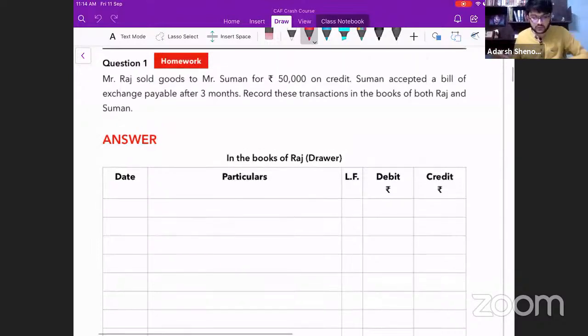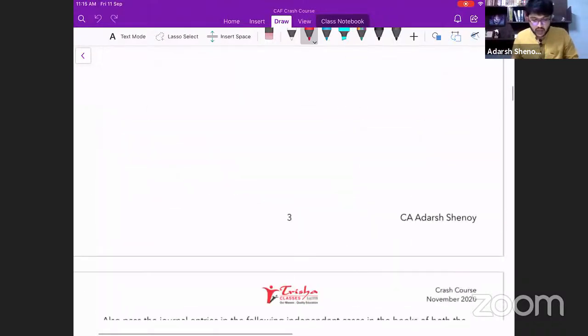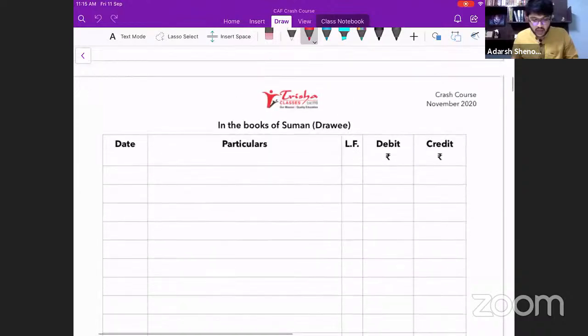Who's the drawee? First, who's the drawer in this question? Drawer is the person who's drawing the bill. That is, Raj is the drawer. Who is the drawee? The one who's accepting the bill. Suman is the drawee. Now we have to write in both the cases. I will do it case wise. For both the parties, I will discuss individually and go forward.